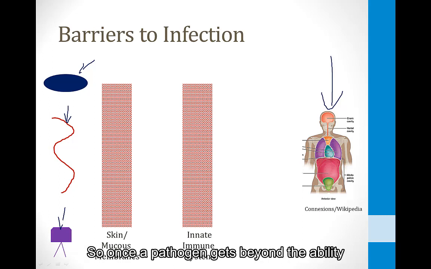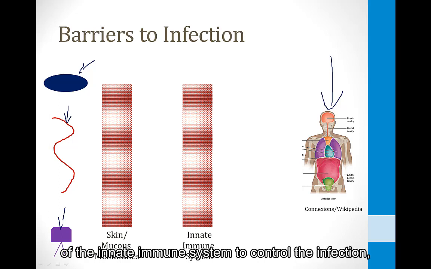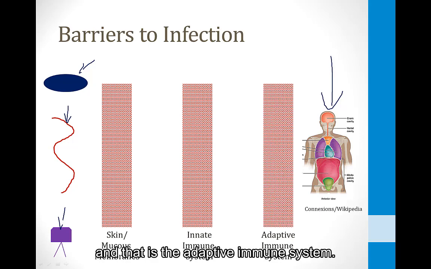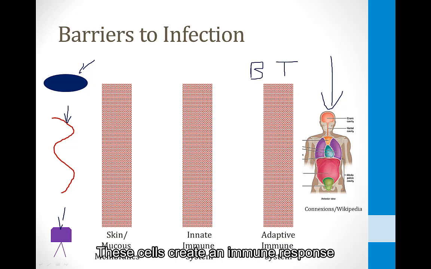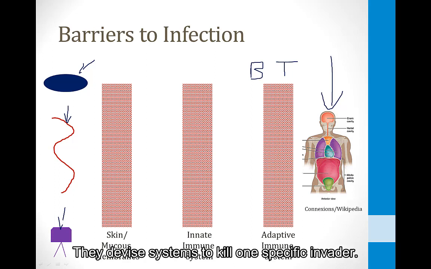So once a pathogen gets beyond the ability of the innate immune system to control the infection, it then will encounter the third barrier, and that is the adaptive immune system. The adaptive immune system is made up of B cells and T cells. These cells create an immune response that is highly specific to an invader. They devise systems to kill one specific invader.